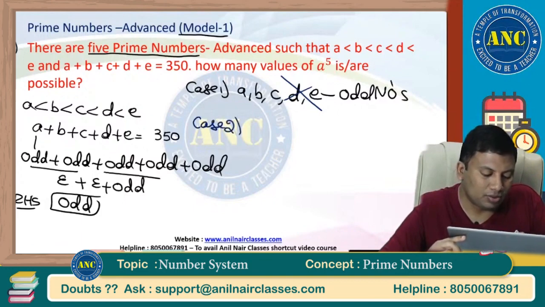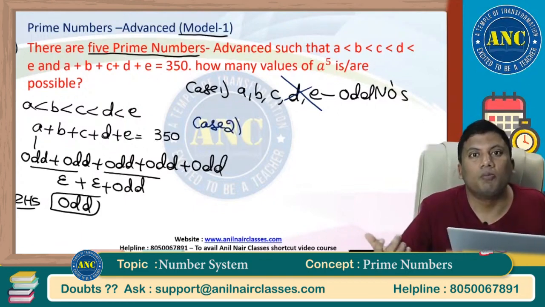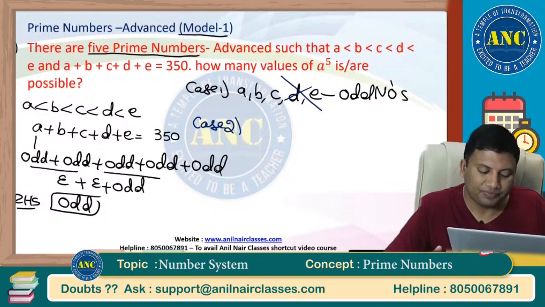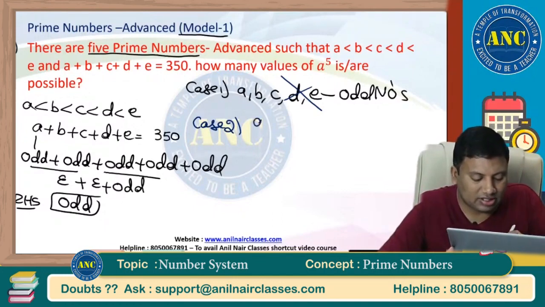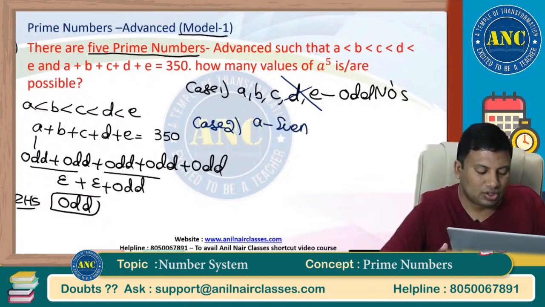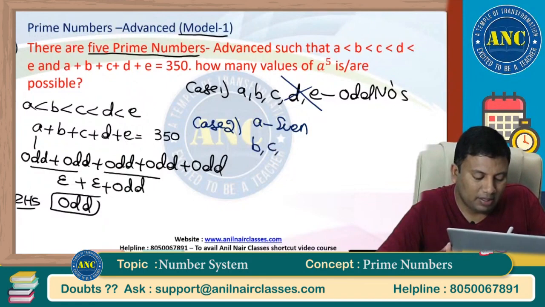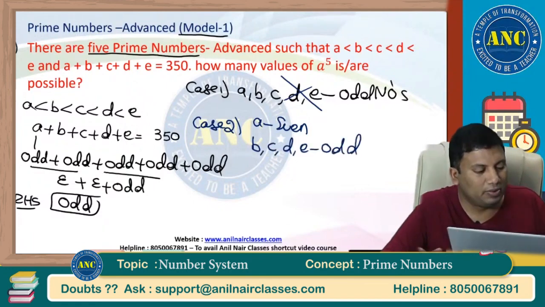Case number 2. You cannot have more than one even number in the set of prime numbers. The lowest prime number is 2. So A is even, and B, C, D, E are odd. Why should only A be even? Why?